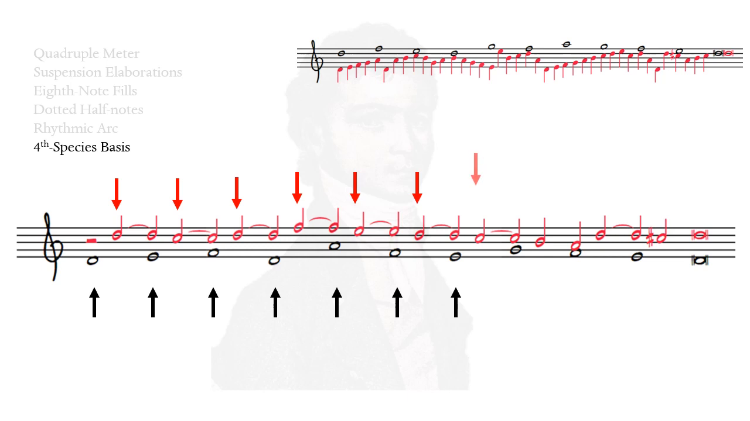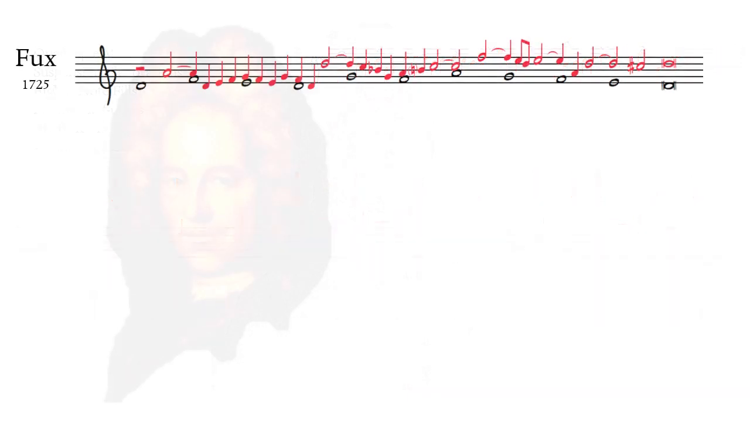We could make a pretty good Florid melody simply by taking this suspension exercise and decorating it with faster note values to create a rhythmic arc, and peppering in some of those suspension elaborations that we talked about earlier. Here is Fuchs's example of a Florid melody written above his Dorian Cantus Firmus.